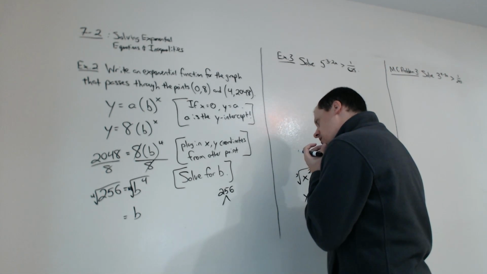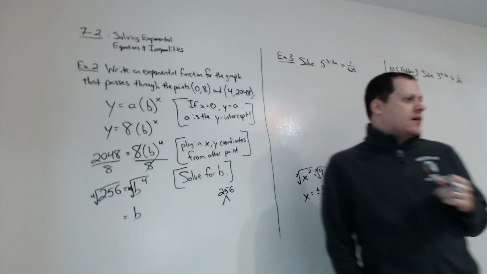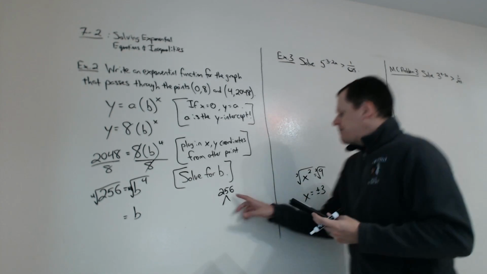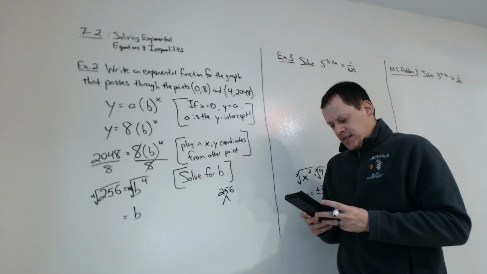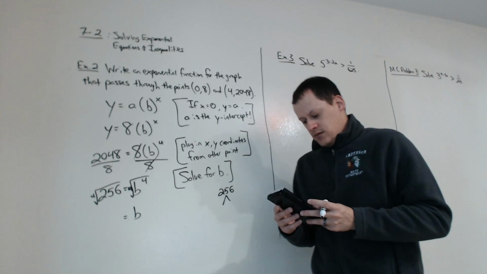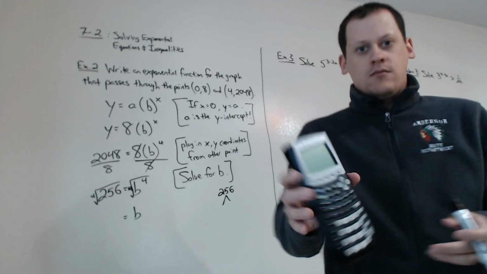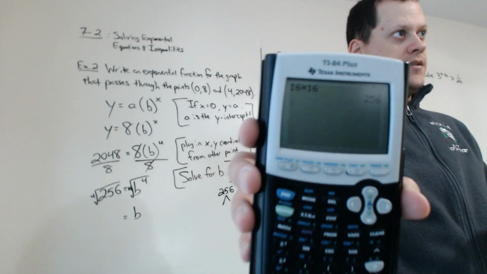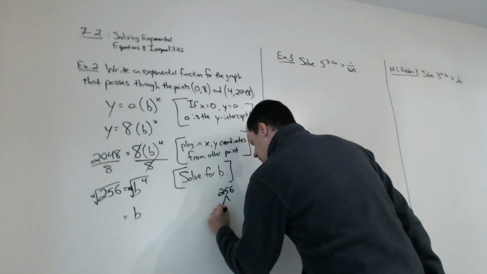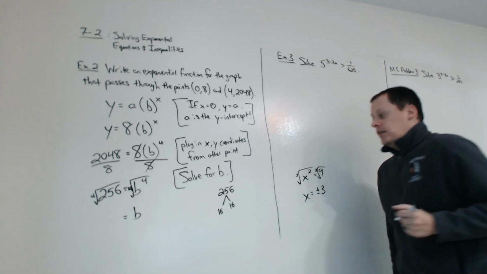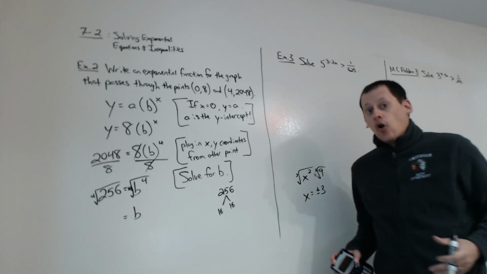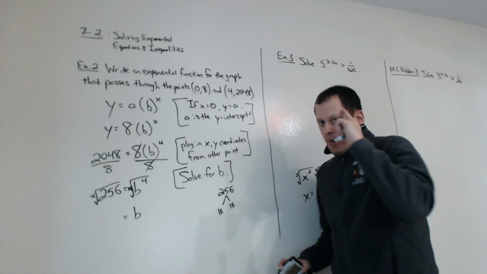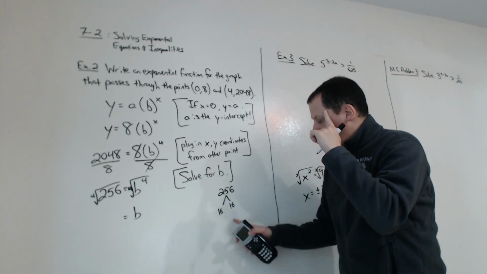256. I've got a calculator. 256. That makes me think of something in particular, and I'm wondering if it's 16 times 16. Yep. 16 times 16, 256. Now, we could break this down a whole lot further, right? We can break 16 down a lot of different ways.